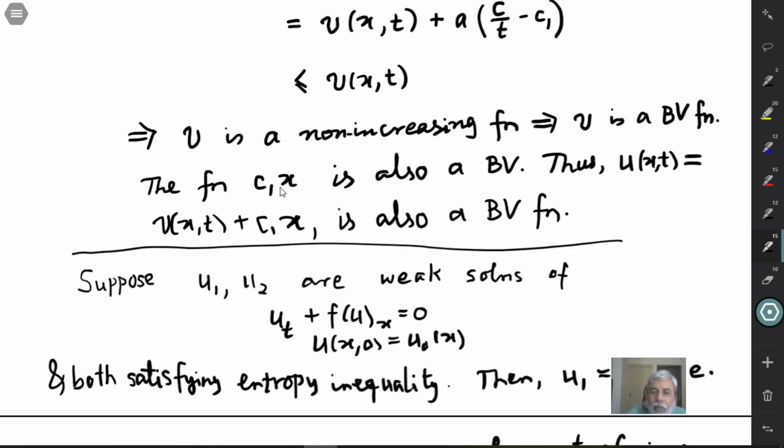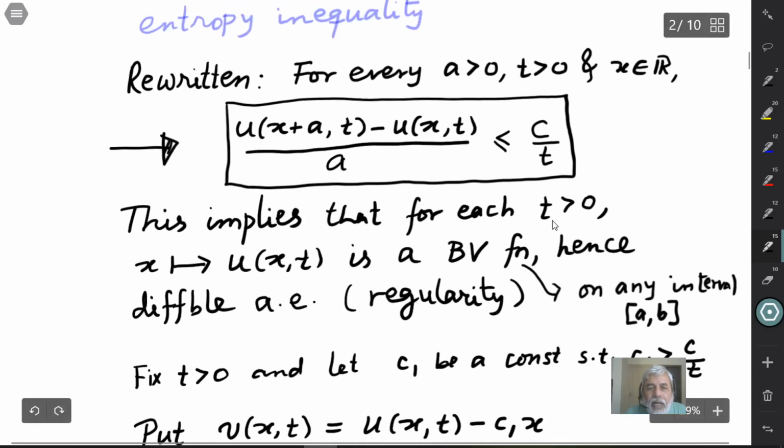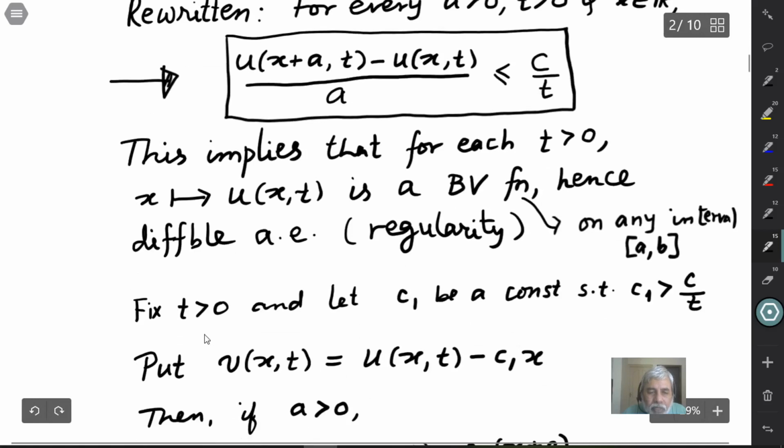Okay, hence that is also a bounded variation function, and u being the sum of these two functions of bounded variation is also a bounded variation function. The class of bounded variation functions forms a vector space, so this sum is also a bounded variation function. So this entropy inequality implies certain regularity on the solution u, of course for t positive, similar to the one we observed in the heat equation.